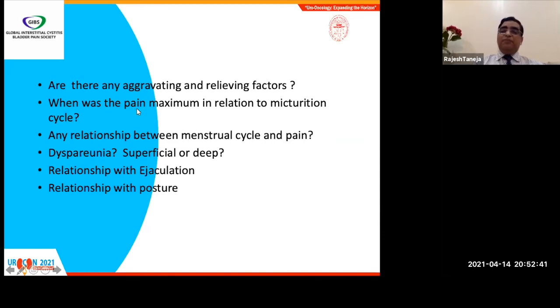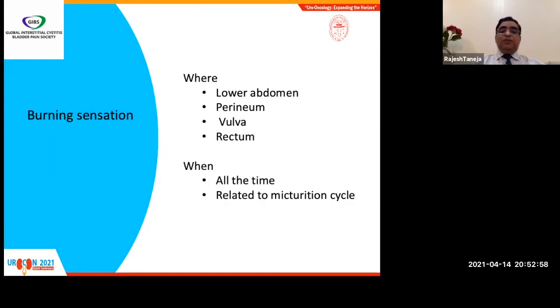When is the pain maximum in relation to the micturition cycle? Is there any relationship with the menstrual cycle? Is there dyspareunia, whether it is superficial or deep? Is there a relationship with ejaculation or a relationship with posture? So most of the time patients come to us and they say there is a burning sensation. So if it is in the lower abdomen, perineum, vulva, and rectum, then of course we are looking at something which is closer to bladder pain syndrome.